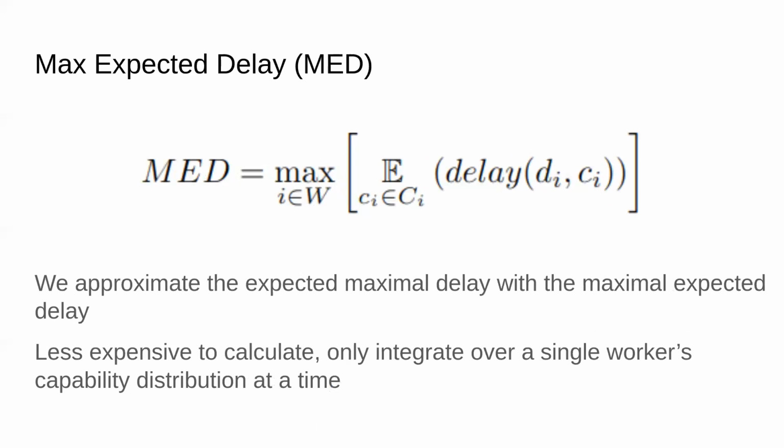And so what we've done is consider the maximum expected delay. There's a subtle difference between the max expected delay and the expected max delay. But one of the differences is that it's less expensive to calculate, since we only need to do this expected value calculation over a single worker's capability distribution at a time. And so this is the objective that we're going to minimize with Gurobi.